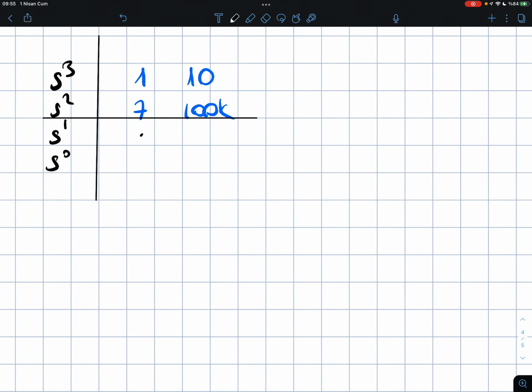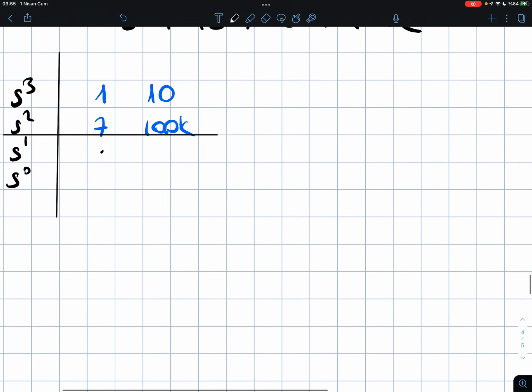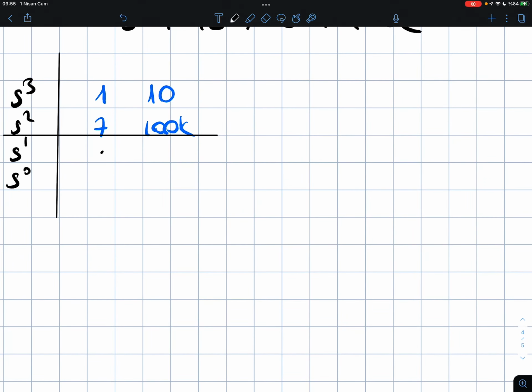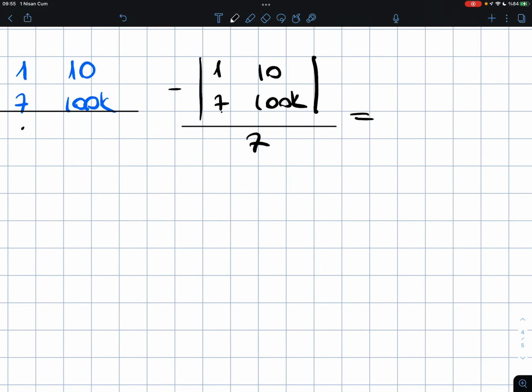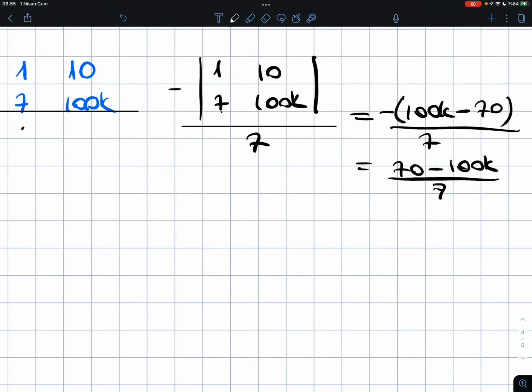So now I need to calculate this point here. And you can do this numerous ways. But one method would be to take the minus determinant of this divided by 7, this term here or this term here. And this would give you 100k minus 70, and then there's another minus sign, divided by 7, or 70 minus 100k divided by 7.